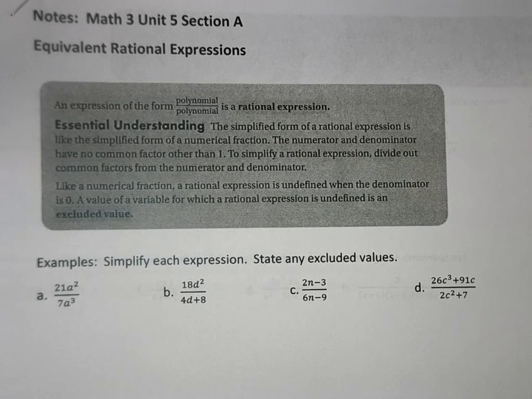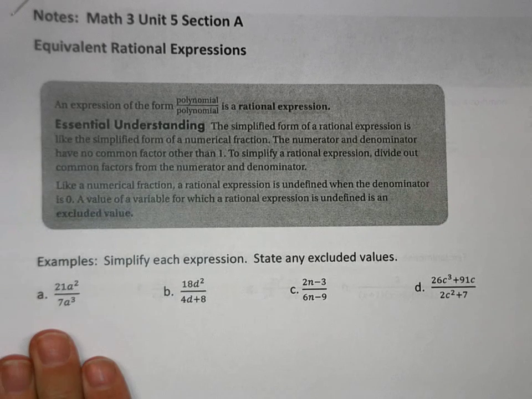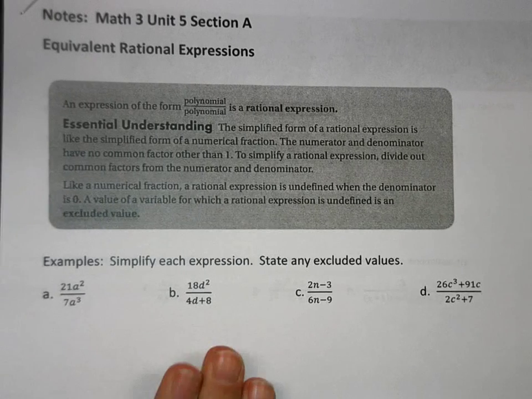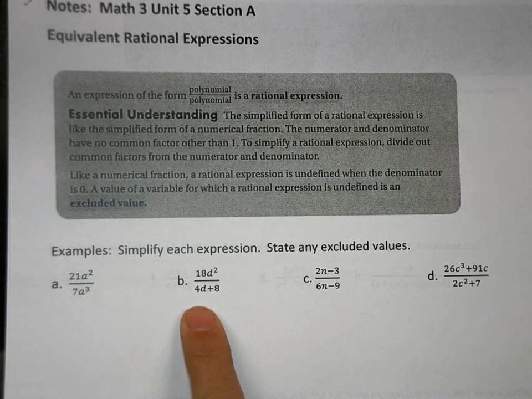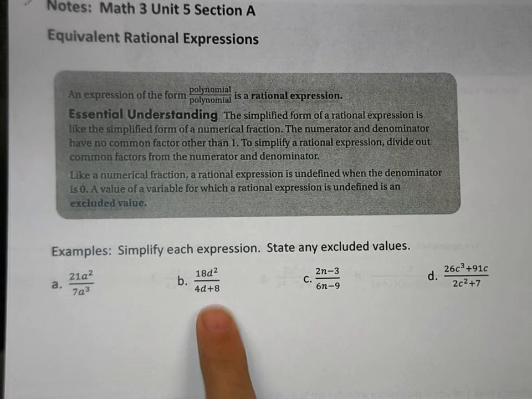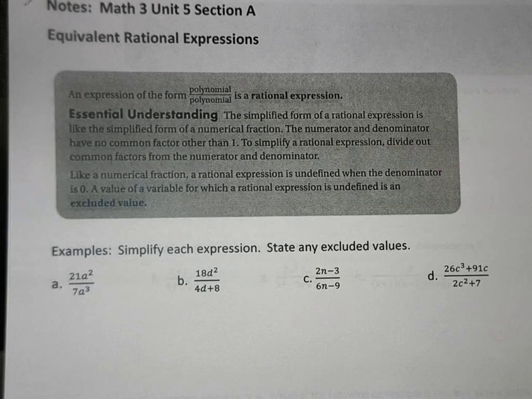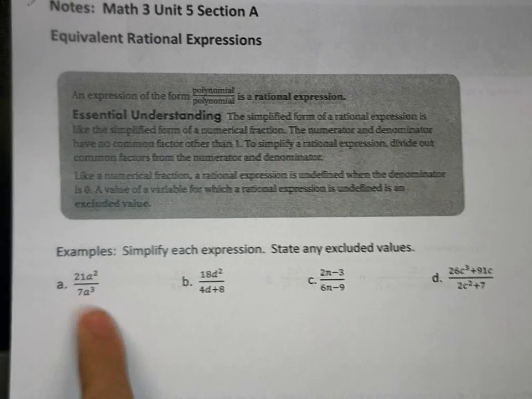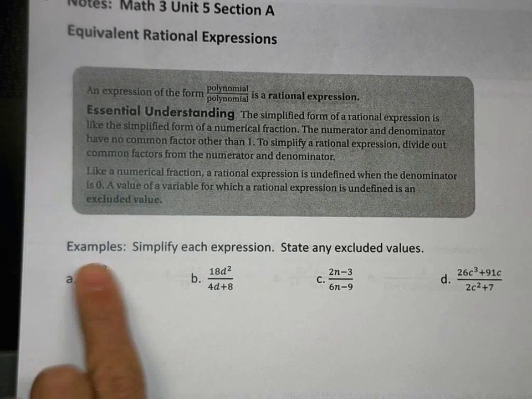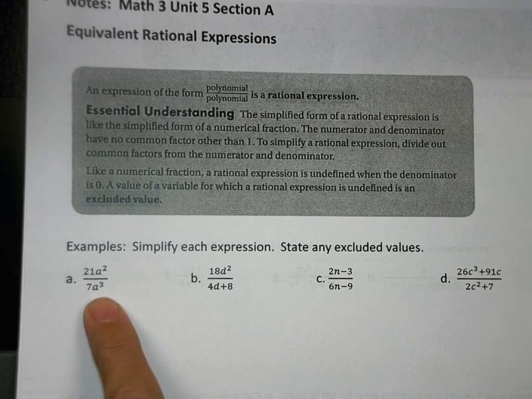Okay, so today we are talking about equivalent rational expressions and basically reducing rational expressions. One thing is that we always want to reduce to lowest terms. Anytime you have a plus or a minus, everything has to be the same in order for you to cancel it out. But if you notice, on A, there isn't a plus or minus, so you can reduce your numbers and your letters.